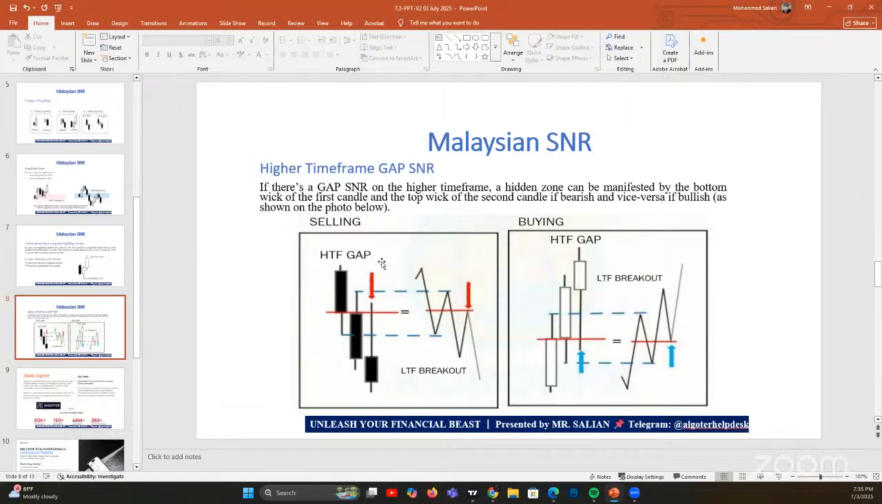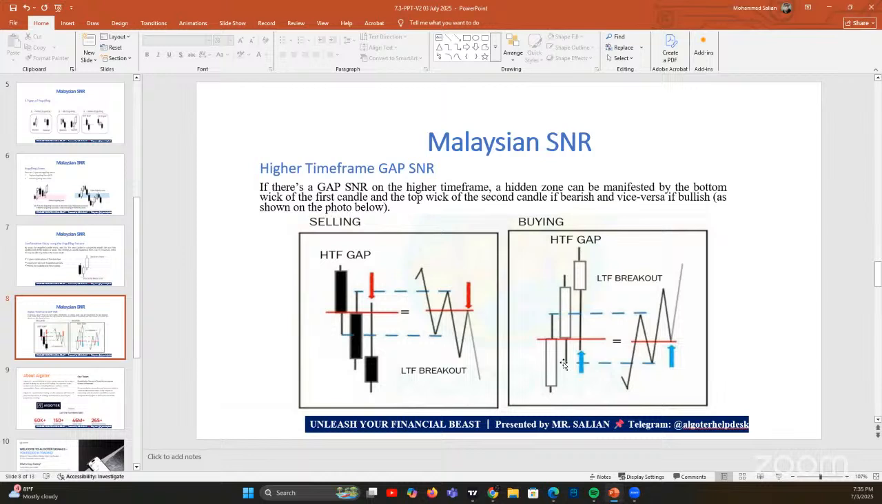So when you are selling and you see this gap SNR, there's no third candle yet, and the third candle tends to go back to this zone. And from there, you can capitalize. So in the lower time frame, if price retraces back to this hidden zone, from there you can enter to sell.